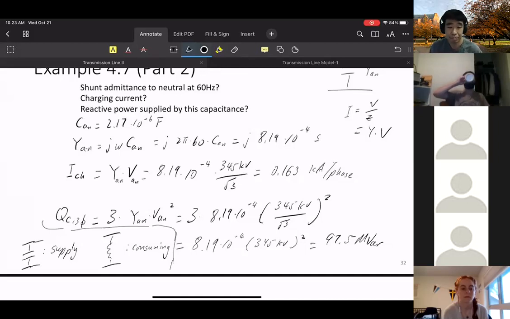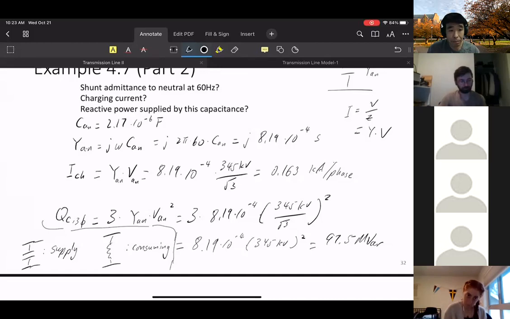That's why your bill only says kilowatt hour, and does not say volt amps. Because it takes work to supply kilowatts, but it does not take work to supply reactive power. So that's why we have this.